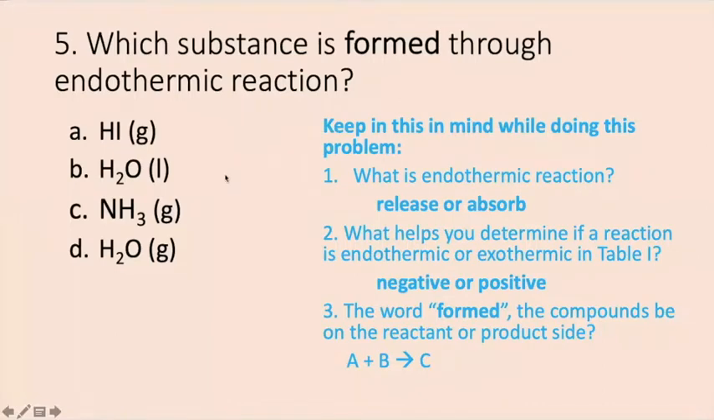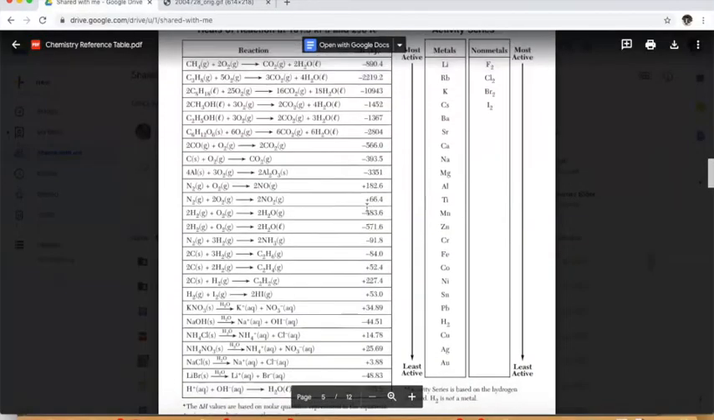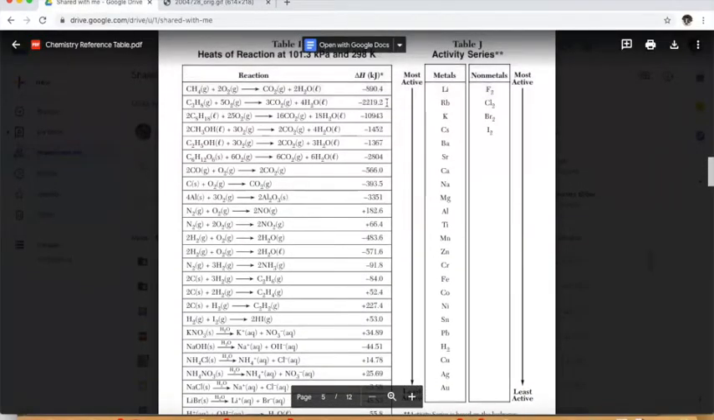So, which substance is formed through an endothermic reaction? Now, Ms. Wong wants to remind you, you have to remember what an endothermic reaction is here and what helps you determine it on Table I. So if we go to Table I over here, remember that anytime we see a negative number, that is exothermic. Exothermic if it's negative. Endo will be positive because it's absorbing energy.